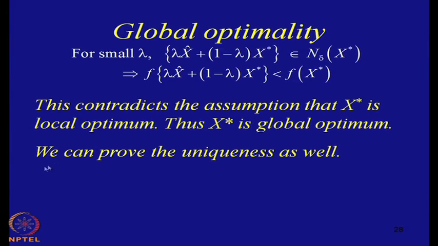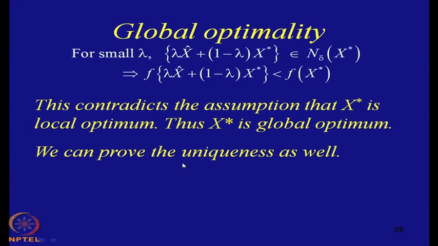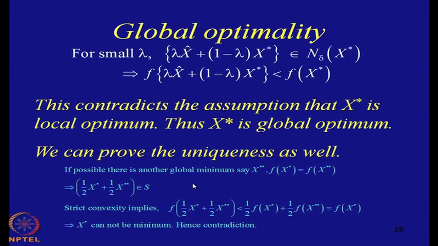Now, if the function is not strictly convex, if the function is convex only, that is why the lesser than or equal to sign is involved there, then we can have several optima together. But if the function is strictly convex, then in that case we won't get several global optima, we will get the unique global optima. That also we can prove.